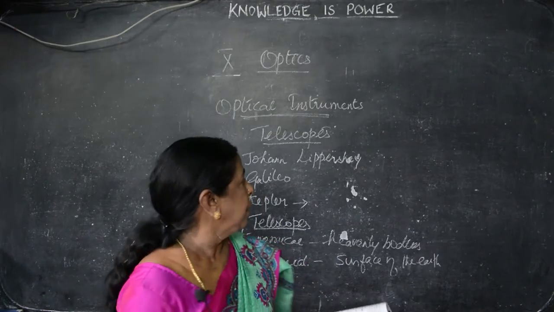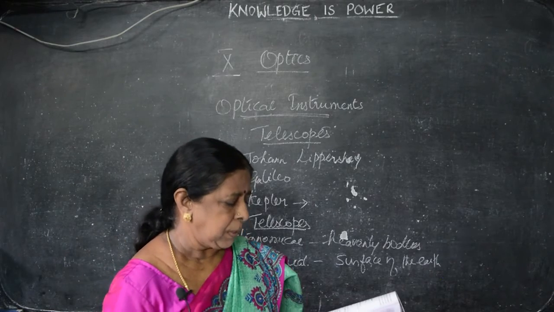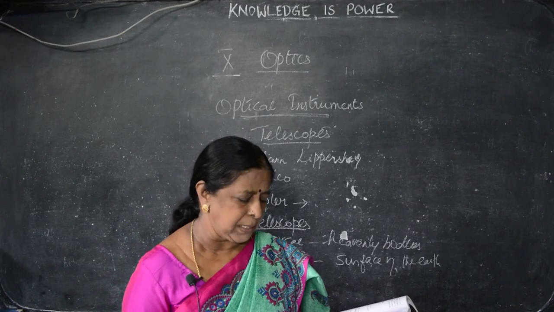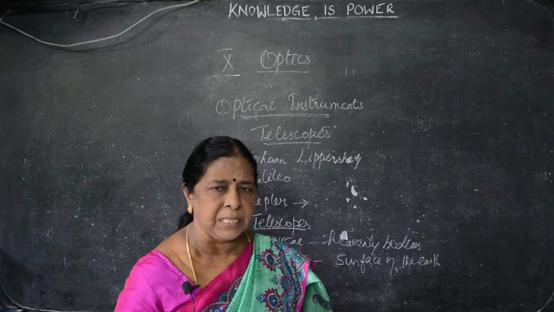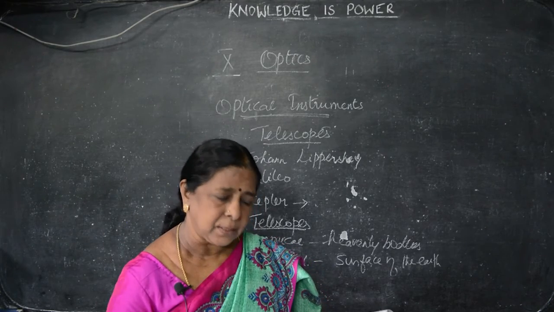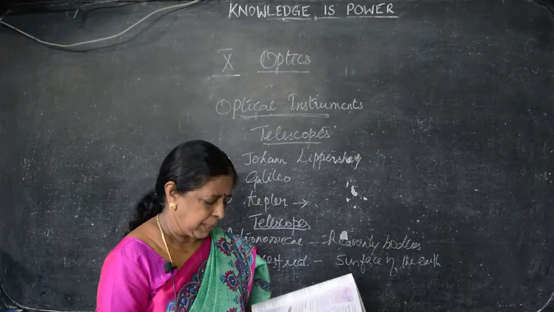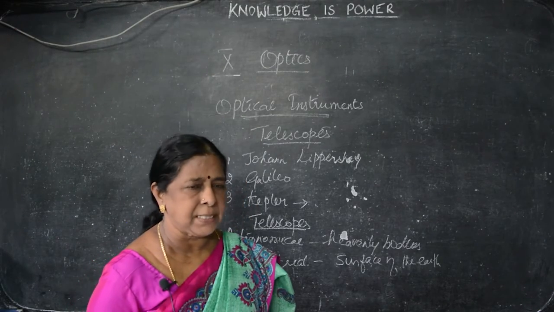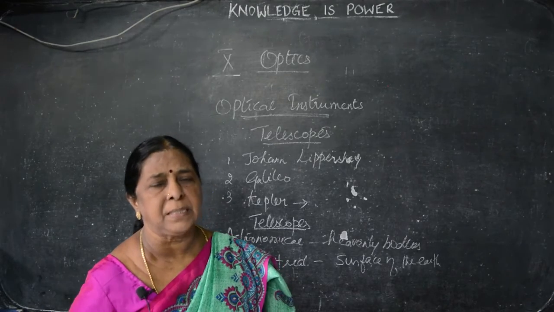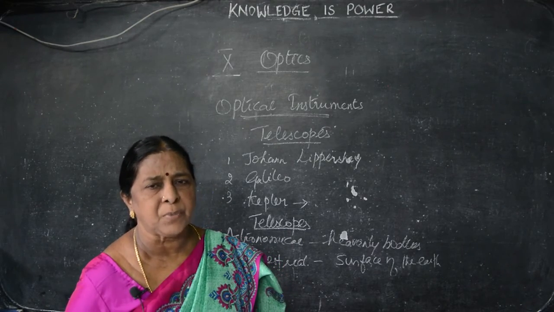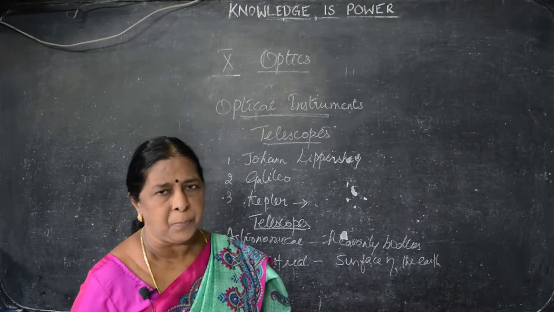Then telescope, that is to see faraway objects. There are two kinds of telescope: the astronomical telescope and the terrestrial telescope. The astronomical telescope is to see heavenly bodies. The terrestrial telescope is to see objects on the surface of the earth. Advantages and disadvantages, I said. The disadvantages: frequent maintenance is needed, because then and then we have to take care of it. Frequent means often. Also it is not easily portable to carry.